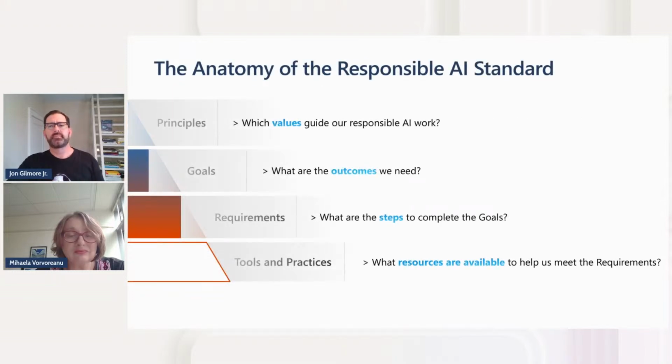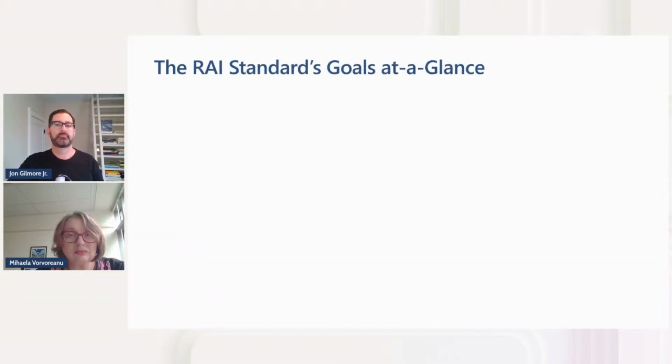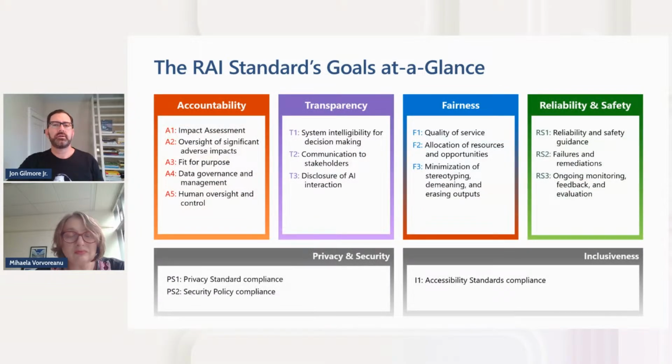So conceptually, the Responsible AI Standard is organized around each of the six principles. Each principle is underpinned with a set of specific goals that lay out what it means to align with the principle. The requirements are the concrete steps that need to be taken to meet the goal. And then the tools and practices are resources, guidance, and tools that can help meet the requirements. Now, here's how the standard aligns to each of the six principles and the goals for each principle.